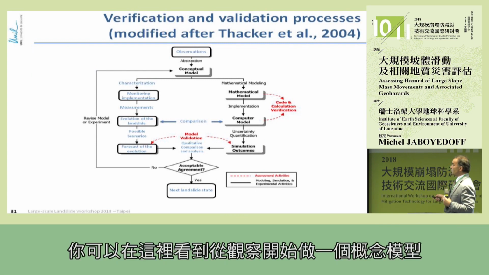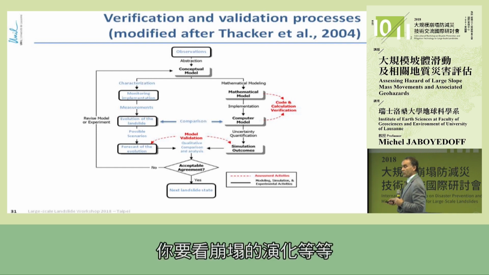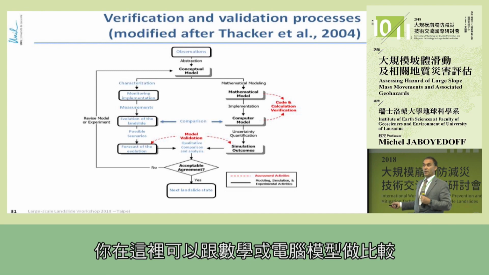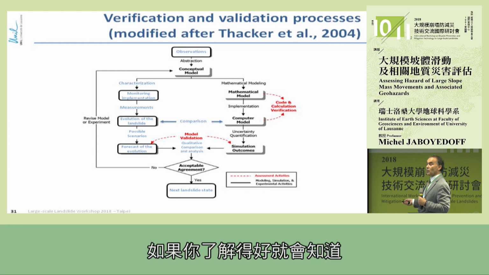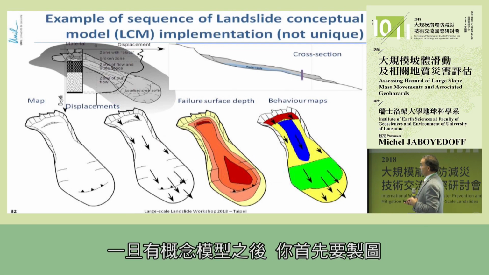And you can see here that you start from observation, you create a conceptual model, and then you can implement monitoring, and you look at the evolution of the landslide, and so on. And on the other side, you have a mathematical model, or computer model, and you can compare to it to check if everything is working and if you understand well. And then you have your landslide state. And after you have to update, because a landslide has an evolution.